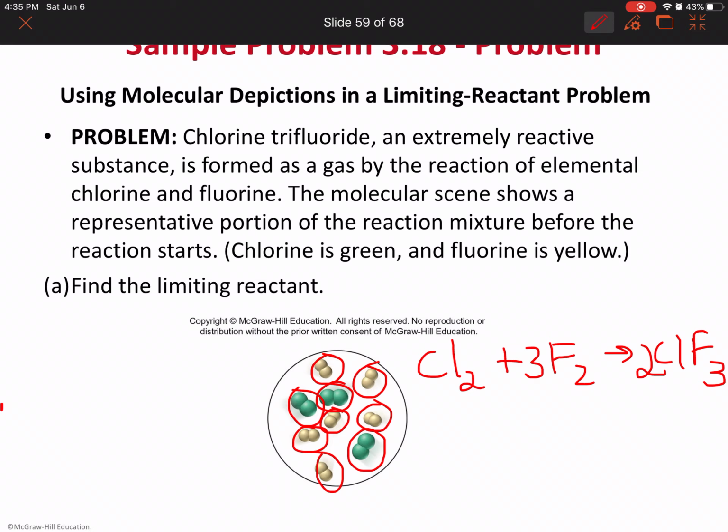But according to the diagram, what do we have here? We have 3 moles of chlorine, and then we have 1, 2, 3, 4, 5, 6 moles fluorine. And it is asking what is the limiting reactant. Okay, now we're going to see according to the balanced equation what is the maximum amount of ClF3 that we can make based on the given amounts. Okay.